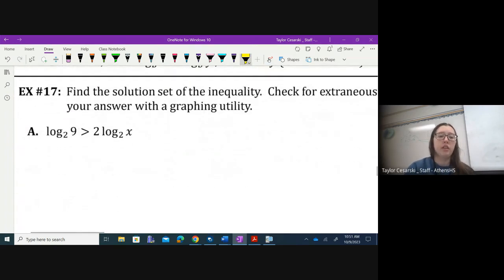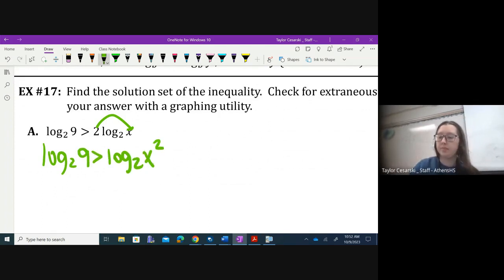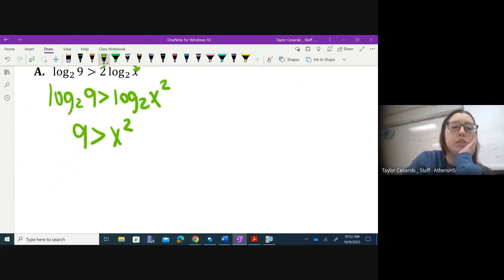All right, so let's look at this one. First thing I notice is let's move that 2 to the back as an exponent. Well, my base is 2, so we're going to follow that property number 1 that says the signs will essentially stay the same. So 9 is greater than x squared. This one's a little bit tricky. It's a quadratic, so we're going to have to use what we know. I'm going to subtract everything over to one side. So this is saying x squared minus 9 is less than 0.